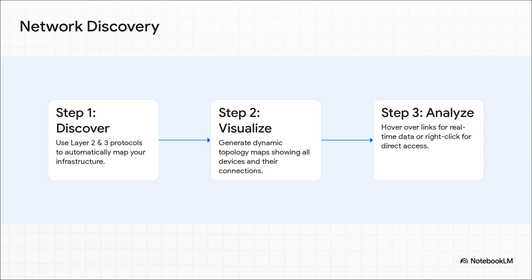But this isn't just some static diagram. You get a live, dynamic topology map. You can literally hover your mouse over a link and see real-time bandwidth usage, or just right-click a device to pop open a command line. The info you need is right there, no digging required.